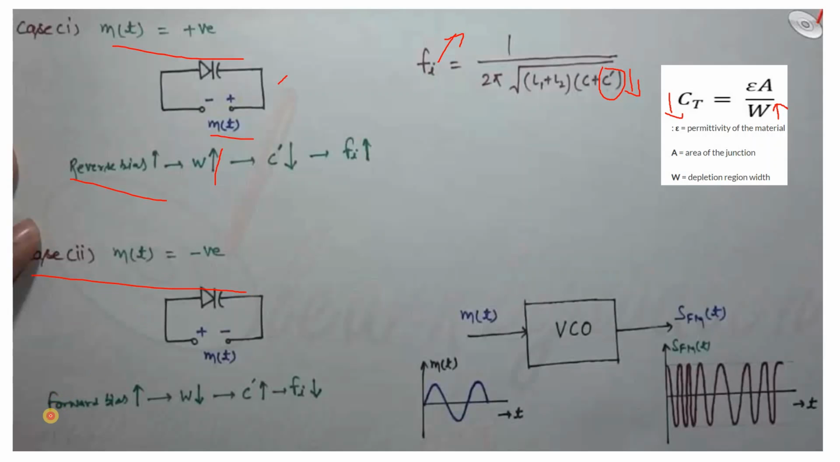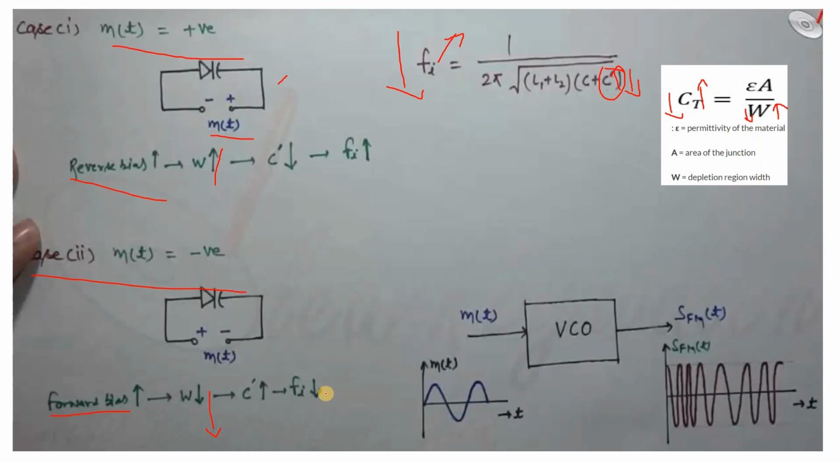It means in the negative half cycle, this diode will become forward biased. Then what happened? The depletion layer decreases. When the depletion layer decreases, C of t increases. When C of t increases, this C dash increases. When this C dash increases, it is in the denominator, so Fi is going to decrease. The instantaneous frequency of the Hartley oscillator is going to decrease.